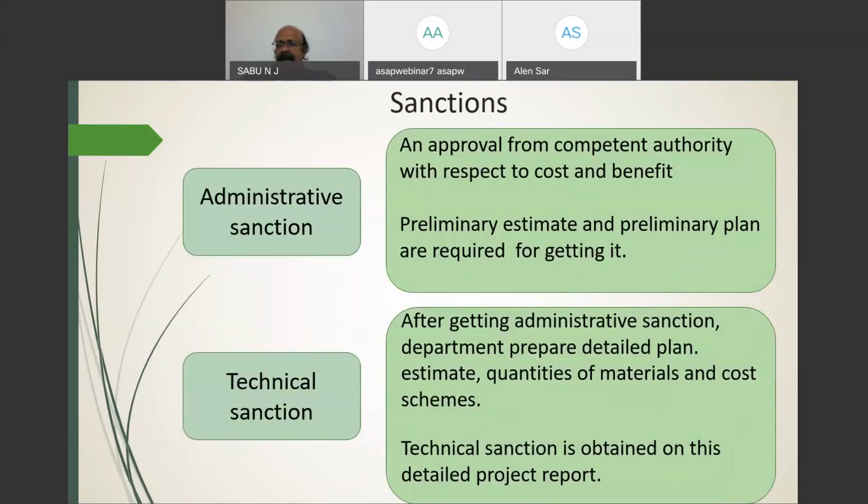Then another important term to be discussed in this class is sanction.